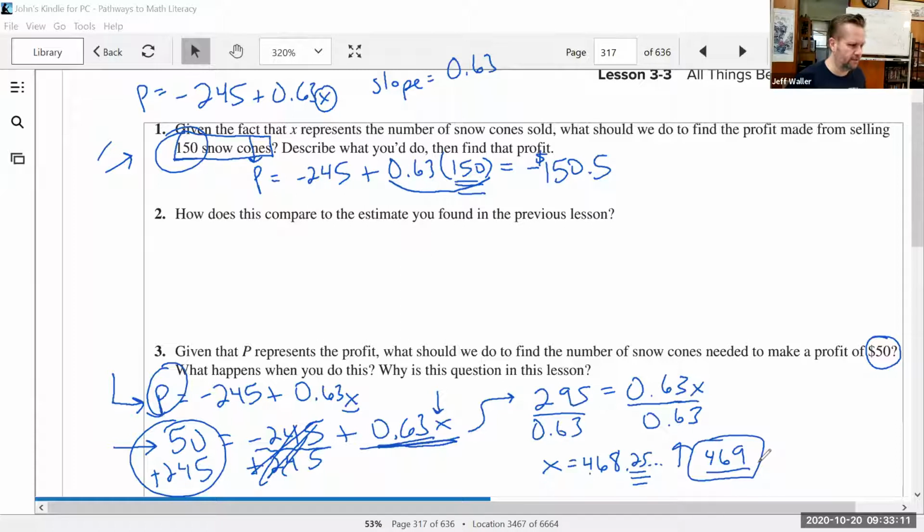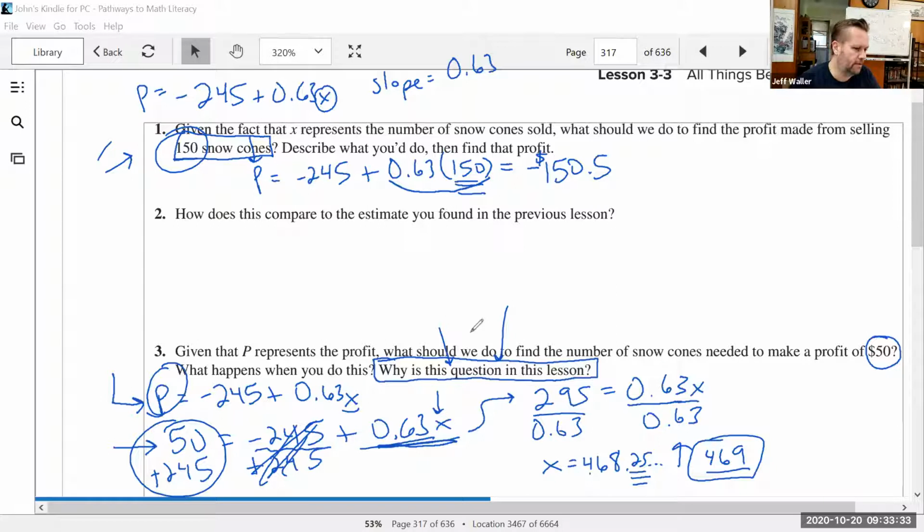I like it. I'm so evil to kids. I just am. Snow cones are serious business. All right. I love this question. This is an awesome question. Why is this question in this lesson? That is fantastic. That is a silly question. That's just awesome.